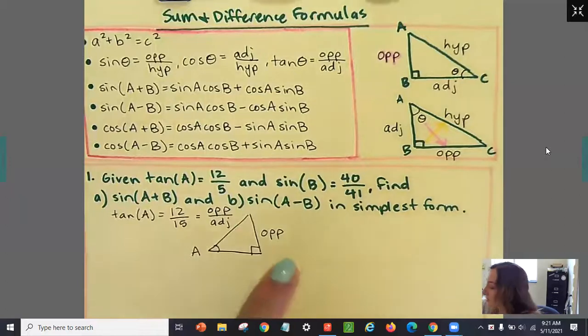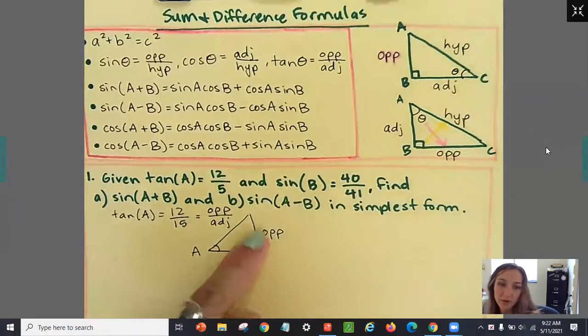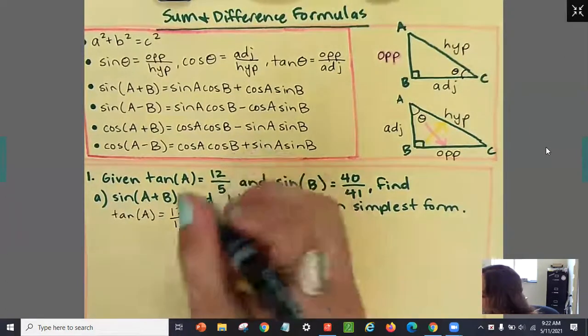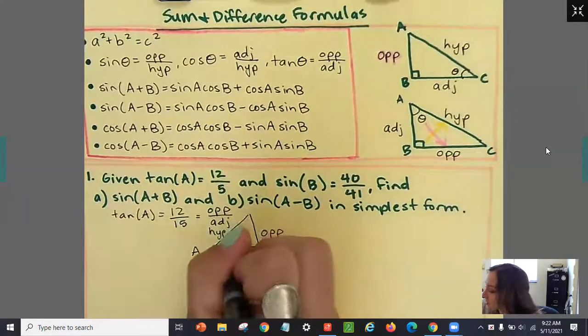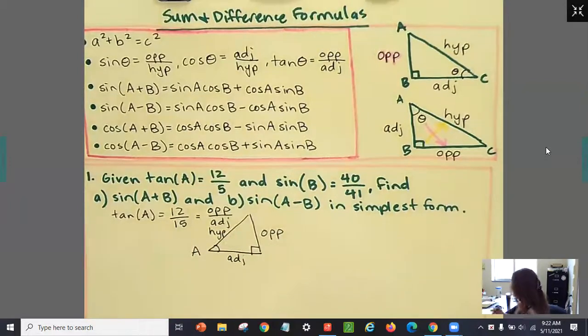My hypotenuse is the one that's across from the right angle. So if I put my finger on the right angle, this is going to be my hypotenuse. And then the very last one is going to be my adjacent. So this is my adjacent side over here.